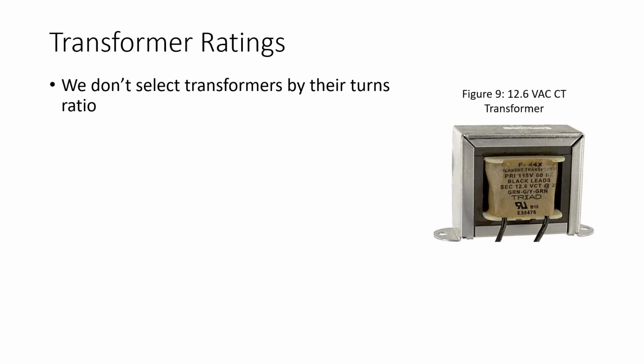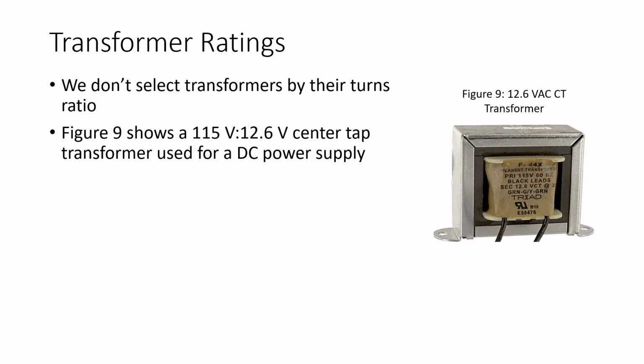Now, to finish up, let's talk about transformer ratings. Even though up to this point we've discussed transformers with respect to their turns ratio, we don't purchase transformers according to their turns ratio. So figure 9 shows us again a 115 volt to 12.6 volt center tap transformer that we would commonly use to build a DC power supply.